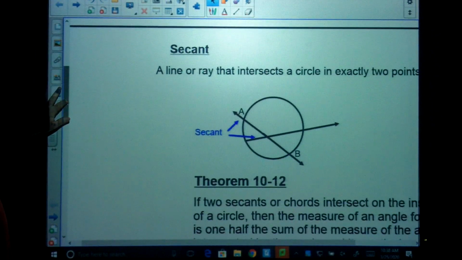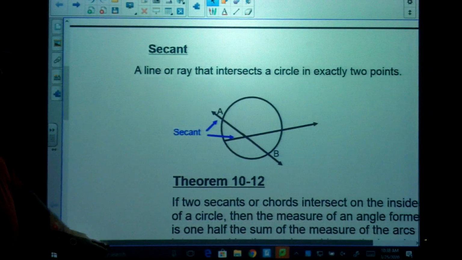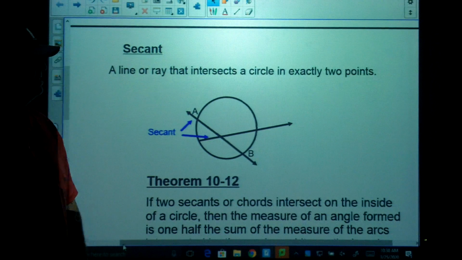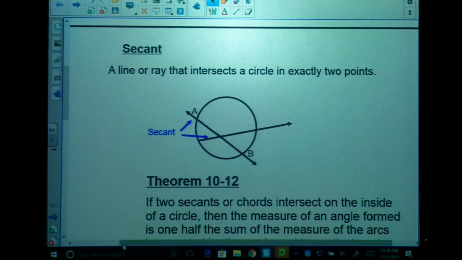We just went over tangents and tangent lines in the last section. Now we're going to take the tangent lines and combine them with secant lines. A secant is a line or ray that intersects a circle in exactly 2 points. The difference between a secant and a chord is that a secant continues on forever. That's why it's a line or a ray. A chord is a line segment, okay?